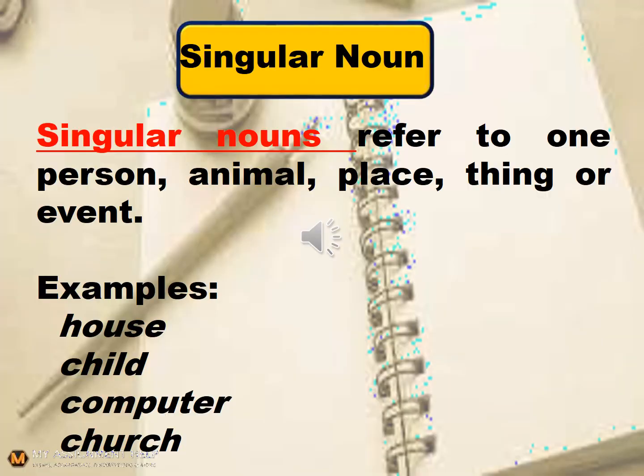Before we talk about singular noun, let's review noun. Noun is a name of person, place, thing, animal, or event. Now let's go to singular noun. Singular nouns refer to one person, animal, place, thing, or event. Examples: house, child, computer, church. So do not forget, singular means one noun.